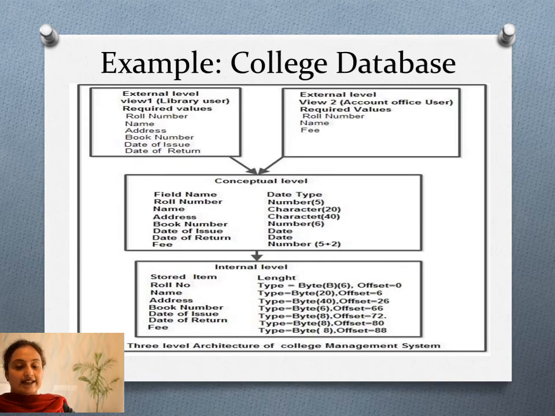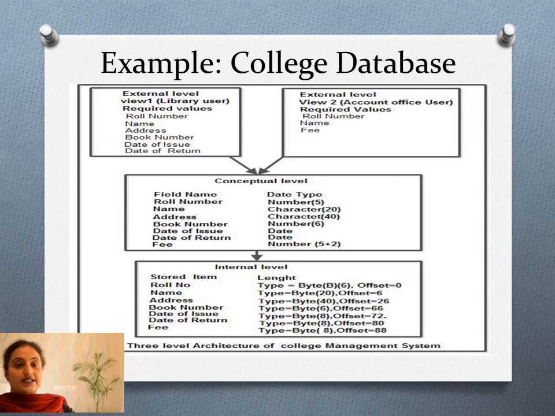So here we can see that external level contains only two views because there are only two users, and two views are created for individual users, one for library user and second for account office user with the corresponding details needed by them. The second level, that is conceptual level, defines the number of fields and the various data types used by those fields. That is roll number, name. Roll number has data type number, and name field contains data type character, address data type character, and so on.